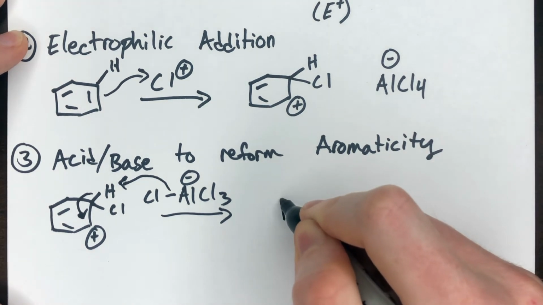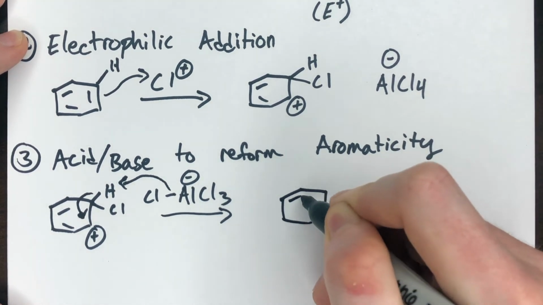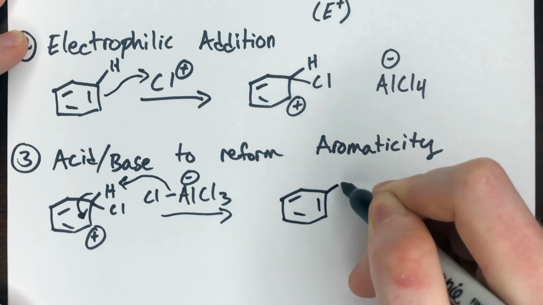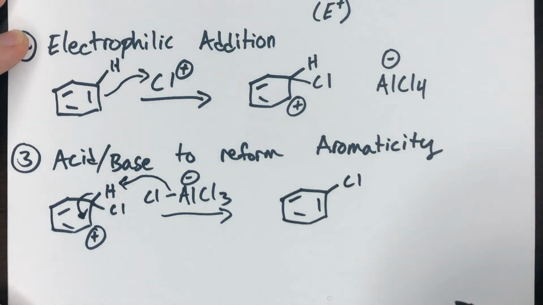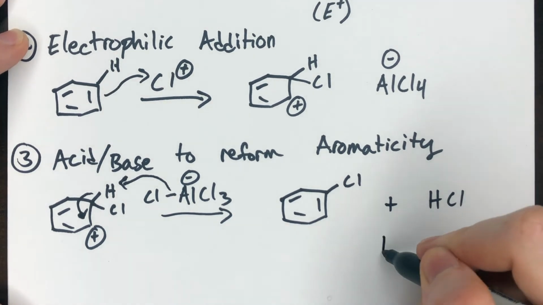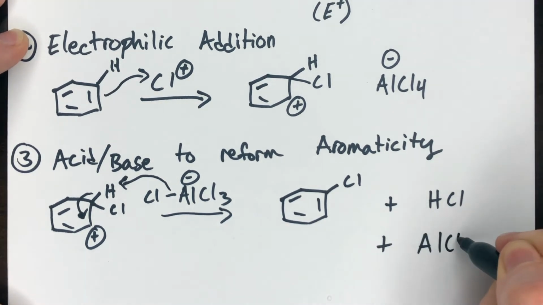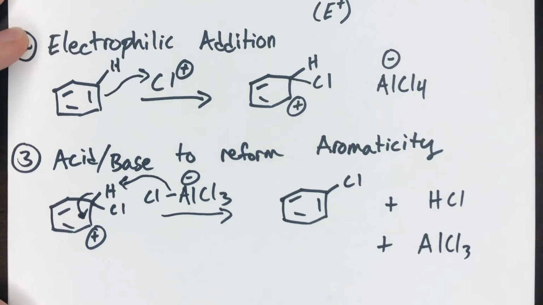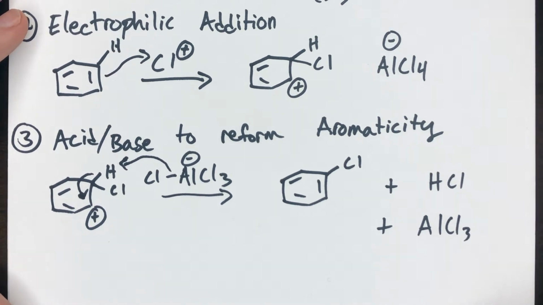So what has happened is you've reformed the aromaticity with the chlorine now instead of the hydrogen, and then you've created HCl and aluminum trichloride. It's very important to form aluminum trichloride because if you didn't, it wouldn't function as a catalyst. And it's important to know that the aluminum trichloride is catalytic.